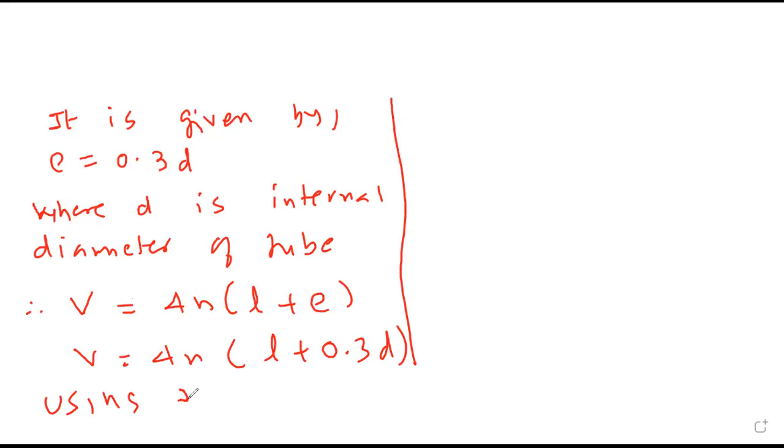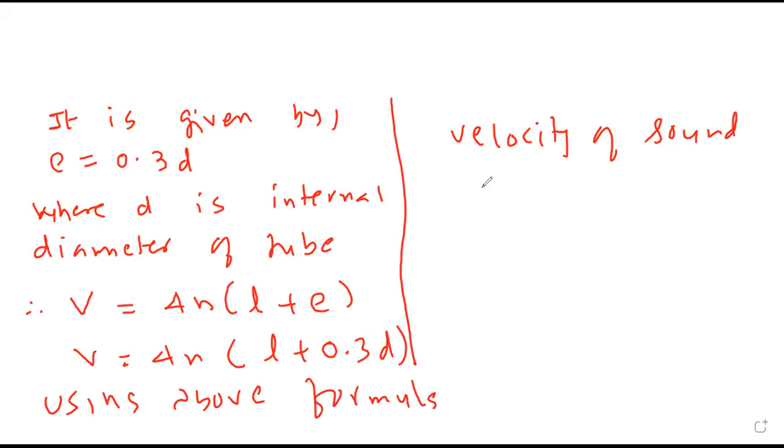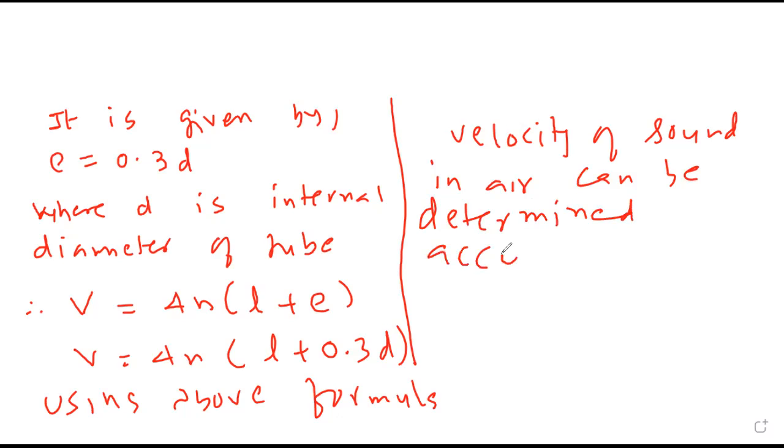Using above formula, velocity of sound in air can be determined accurately. So if they ask theory, explain resonance tube experiment with end correction, you will stop here. If nothing is given, then V is 4NL, you will stop there. Now copy till this.